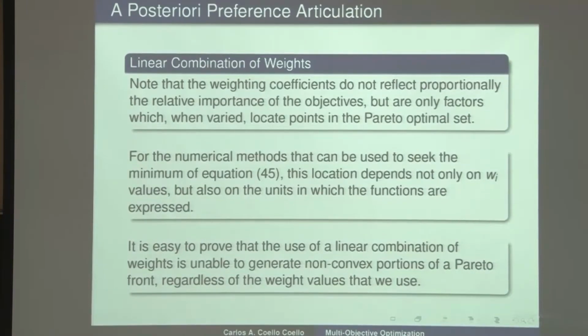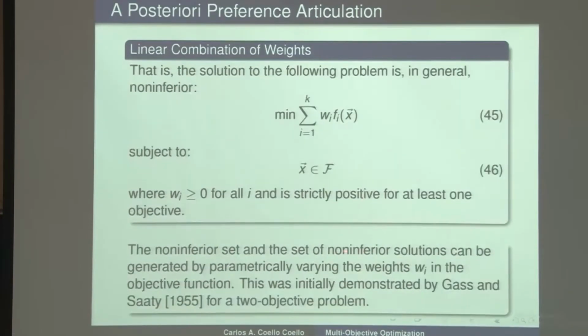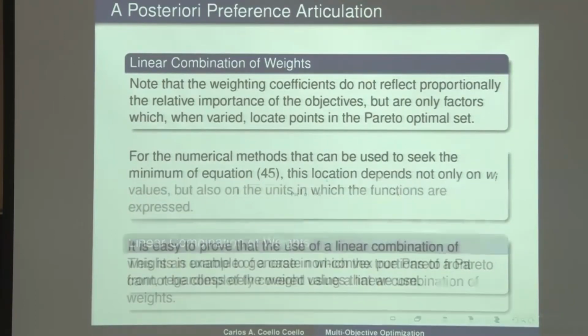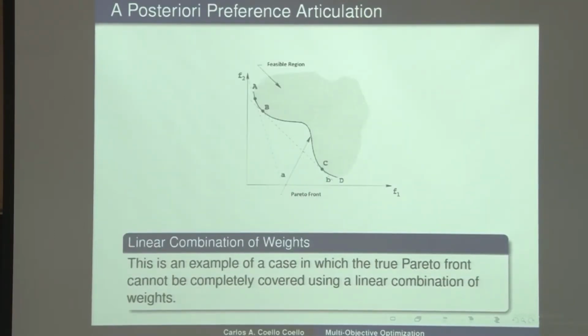And also it's very easy to prove, and this has been proved by several people, that if you use a linear combination of weights, like this expression, then this is unable to generate non-convex portions of a Pareto front. And this is regardless of the weights that you use. And this, of course, is a serious limitation, which is the reason why many people don't like to use this method.